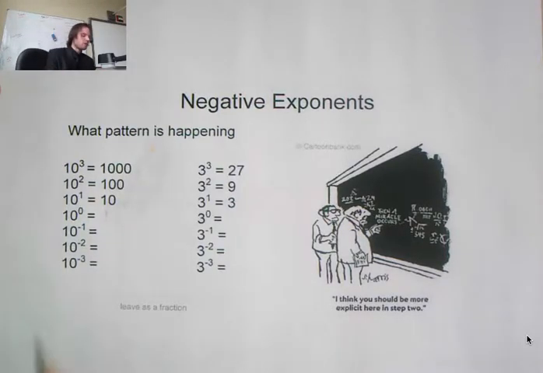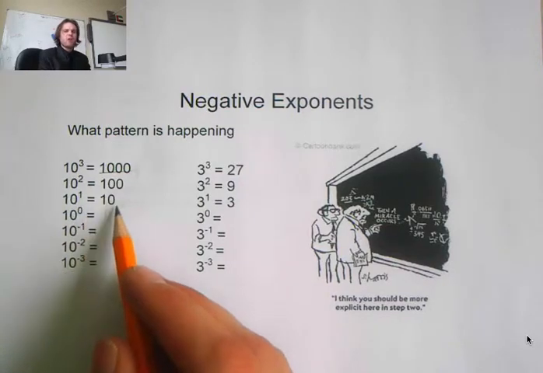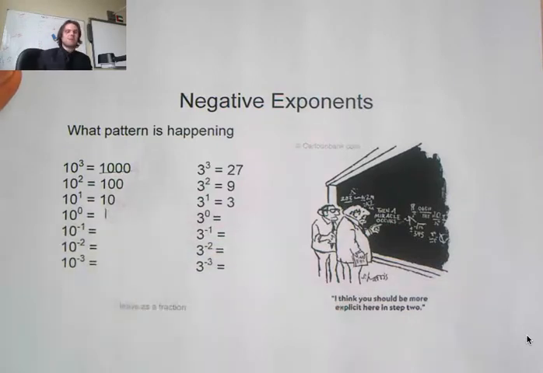To start off, I have a little pattern for us to follow. 10 to the 3 is the same as 1,000, because as we learned last lesson, that's 10 times 10 times 10 times 10. 10 squared is the same as 10 times 10, which is 100. 10 to the power of 1 is the same as 10. Now, 10 to the power of 0, we learned last lesson, is always going to be 1.